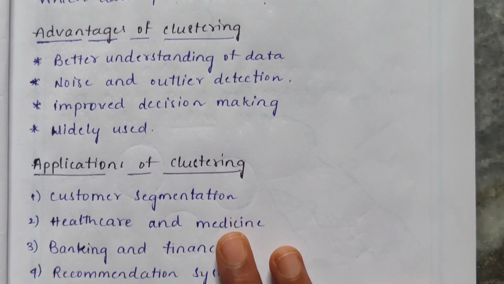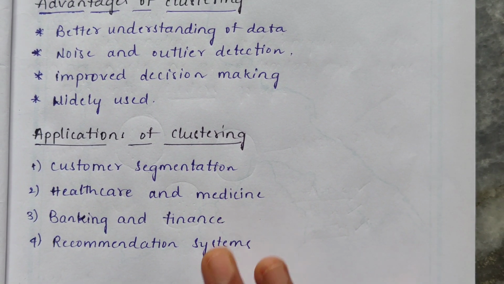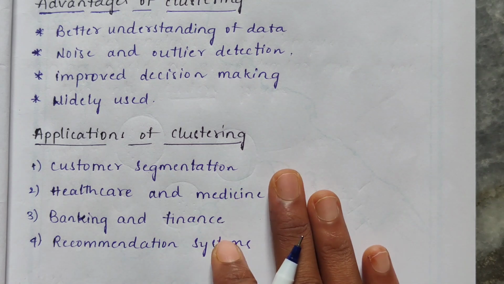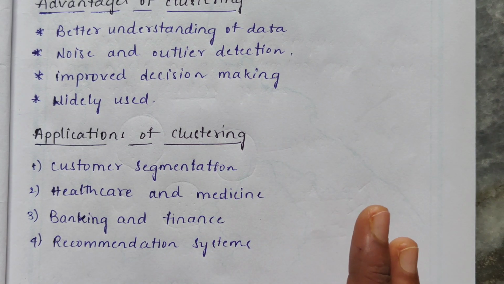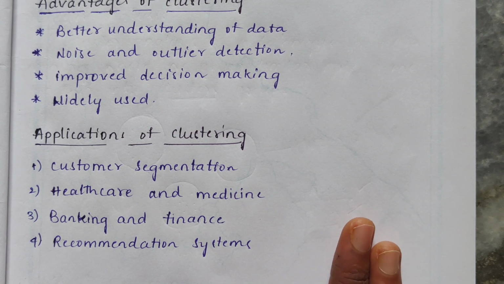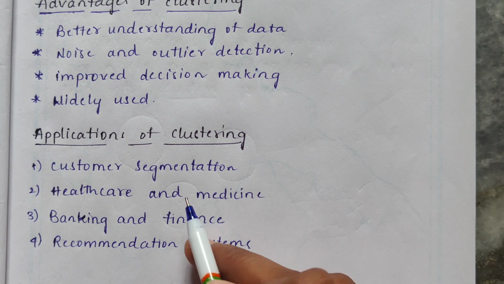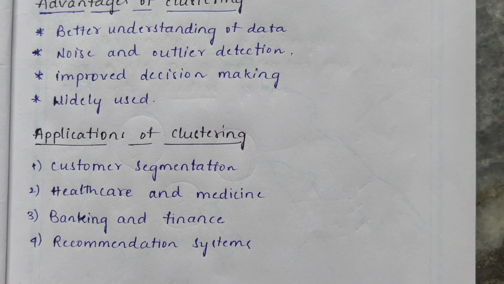And applications of clustering. Generally, clustering is used in many real world applications, but I have listed only some of them, and those are customer segmentation. By observing customer buying patterns and their behaviors, we will be classifying customers into clusters, so that our market analysis growth will be high. And the second one is healthcare and medicine. Here, grouping the diseases into one cluster by using their symptoms is one of the applications of clustering, right?